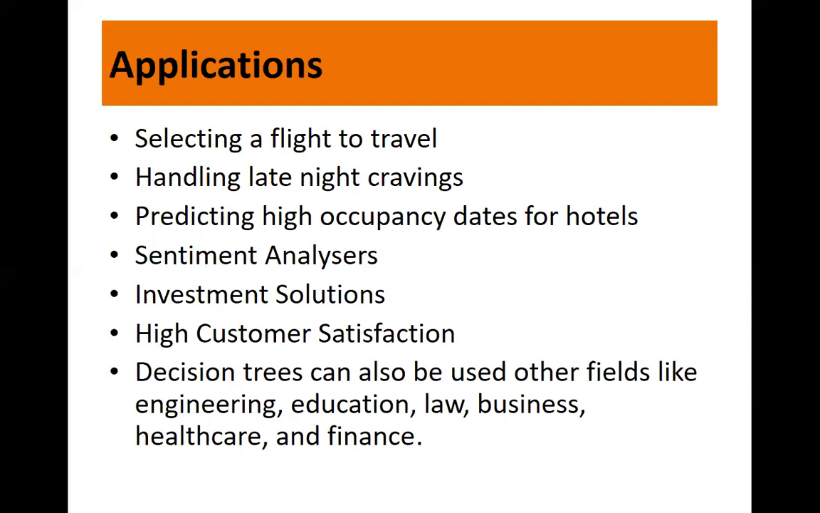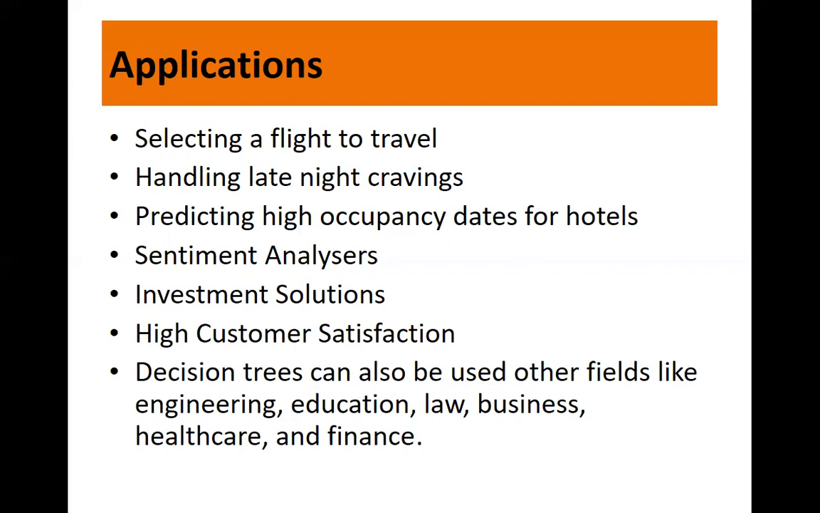Fine. It can be handling late night cravings, right? Suppose you're hungry at night. If you're hungry, then you check whether you have money to order food. If you have money to order food, you can order it. Otherwise, you can make Maggie, eat and sleep. Right? So here again, at each level, you take a decision. Your first decision will affect your next level decision.